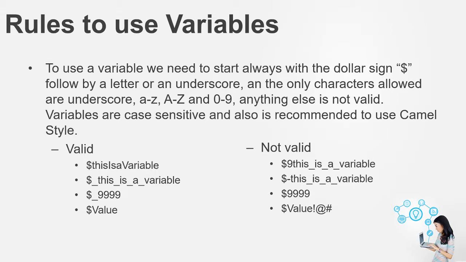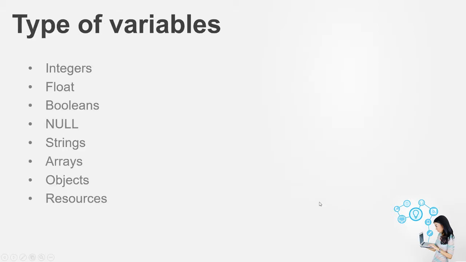All right. What is not valid is using a number after the dollar sign, any other symbol which is not a letter, or putting any symbols or anything like that. Okay. So let's go for the types of variables. We have integers, float, booleans, null, string, array, objects, and resources.